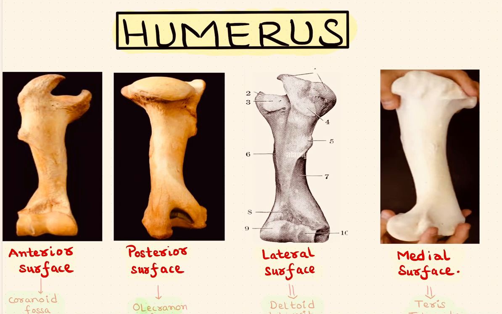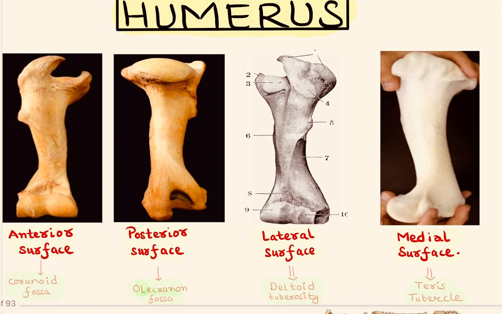So this was all about the recognition, or determination, or identification of the surfaces. For the anterior surface, you have to see where the coronoid process is. For the posterior surface, you have to see the olecranon fossa as well as the head. For the lateral surface, you have to see the tuberosity, that is the deltoid tuberosity, and for the medial surface, you have to see the teres tubercle.